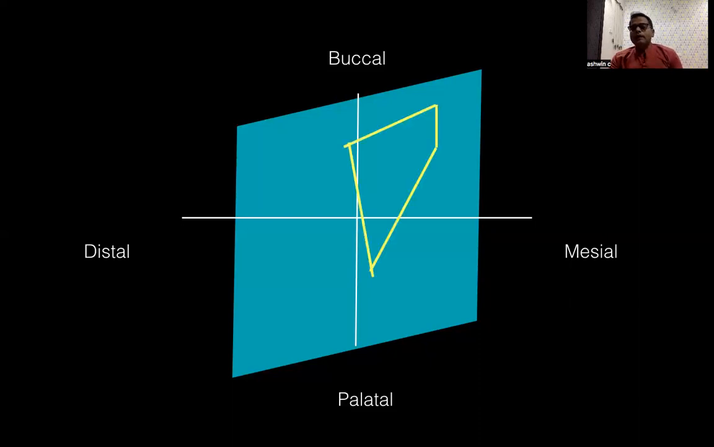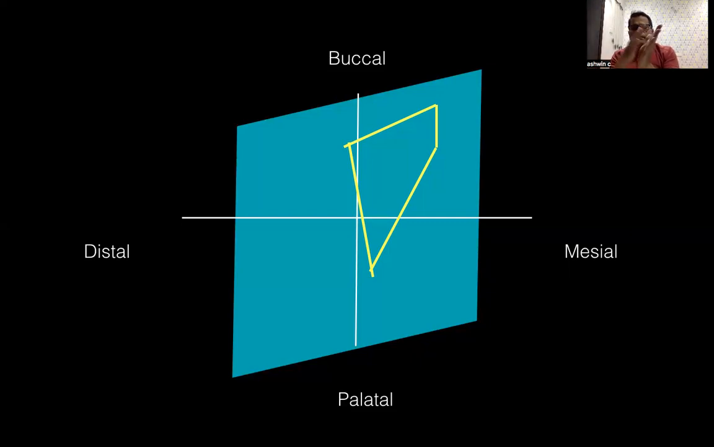So remember that there is an oblique ridge running from the distobuccal cusp to the mesiolingual cusp, or mesiopalatal cusp. Many a times you need not even cross the oblique ridge. Oblique ridge lies like this. This is the distobuccal cusp. This is the mesiolingual cusp, and there is an oblique ridge. The entire axis lies in this part, that is the mesiobuccal quadrant maximum.